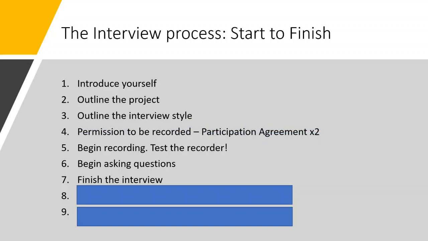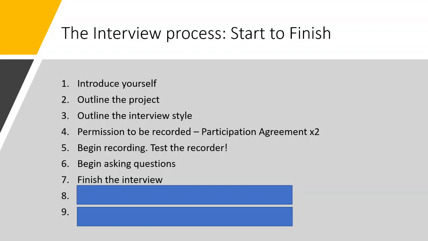Number 4 is get the interviewee's permission to be recorded, the participation agreement. Explain this form to them step by step, and if they're unclear on what some parts mean, explain those too. 2 of these forms should be signed before recording starts, one for them to keep and one for you to keep. Then you can begin recording after testing that your recording device is working.